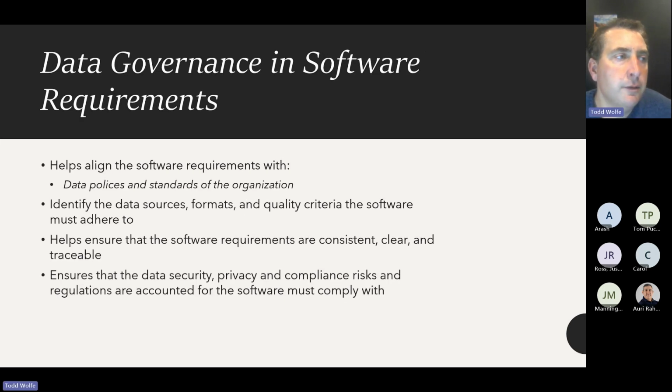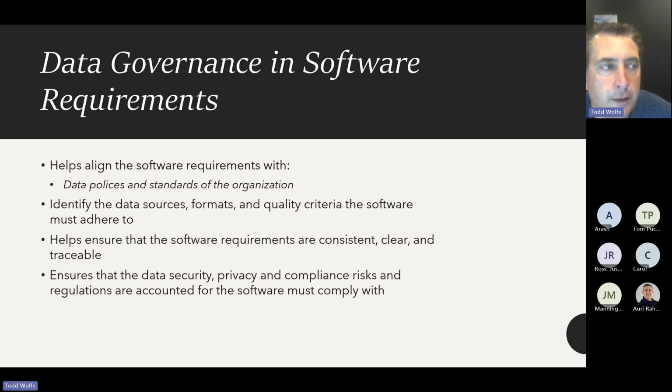So in the requirements stage, data governance will help to align the software requirements with the policies and standards of the organization that exist today. Identify the data sources, the formats, and the quality criteria the software must adhere to. It helps ensure that the software requirements are consistent, clear, and traceable. It ensures that the data security, privacy, compliance risks, and regulations the software must comply with are accounted for. So this is us figuring out what has to be created.